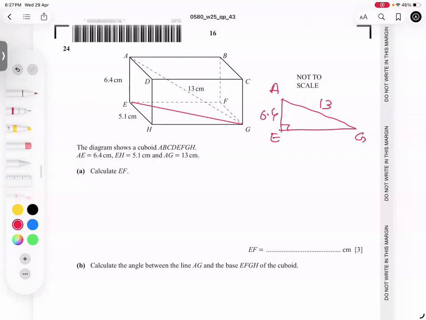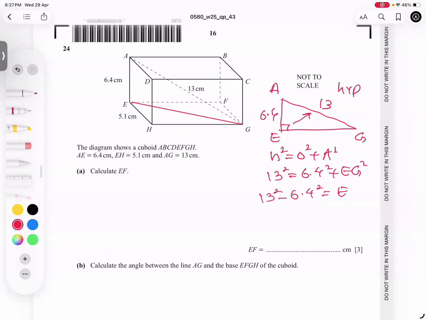So I apply the formula in front of 90. This is called the hypotenuse. So hypotenuse square is equal to opposite square plus adjacent square. Okay, students. So I'm getting 13 to power 2 is equal to 6.4 to power 2 plus EG square. And this 13 to power 2 comes to this side, and negative 6.4 square also. EG to power 2 is 13 square minus 6.4 square. I'm getting 128.04. I'm not taking the root.